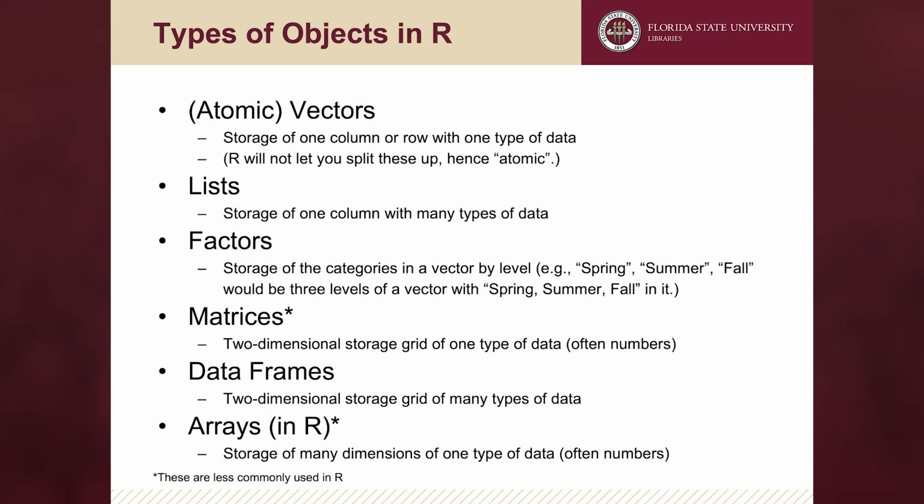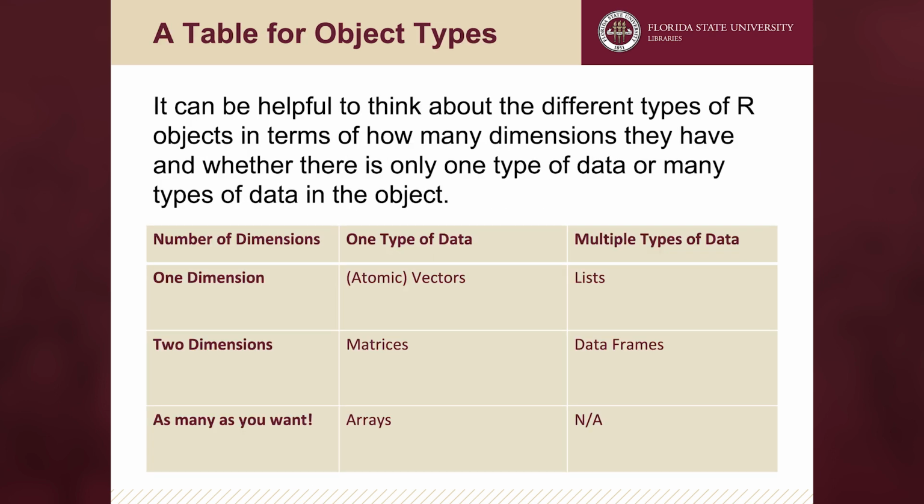We're not really going to spend a lot of time on matrices or arrays in this course because they're not common. So here's just a chart to go over what I just talked about. On one axis, you have the number of dimensions. And then on the other axis, you have different types of data. You see vectors, lists, matrices, data frames, and arrays.